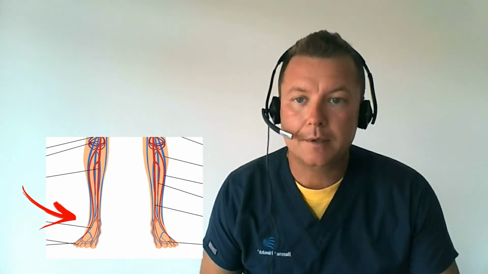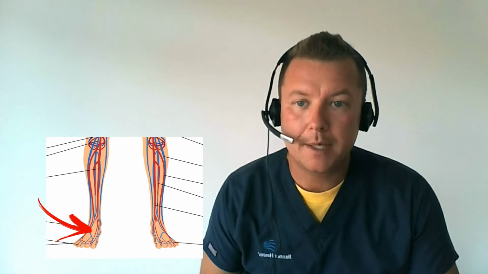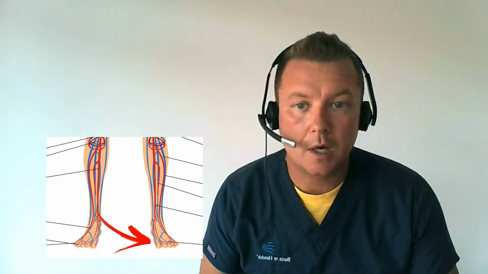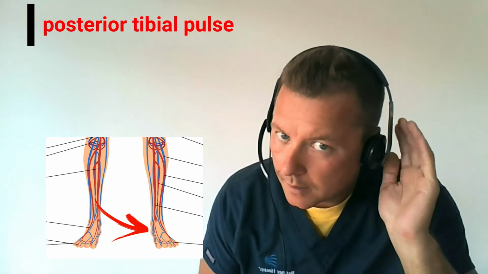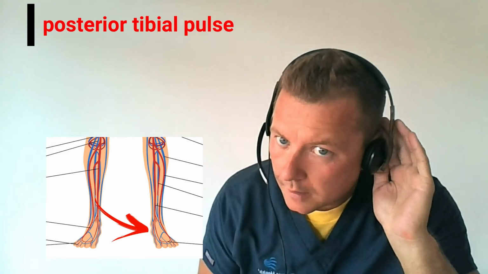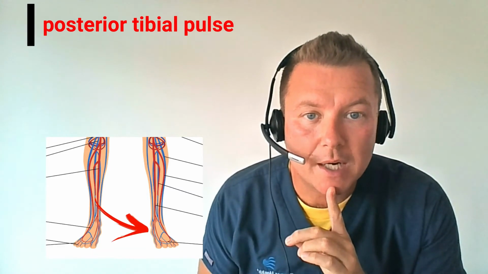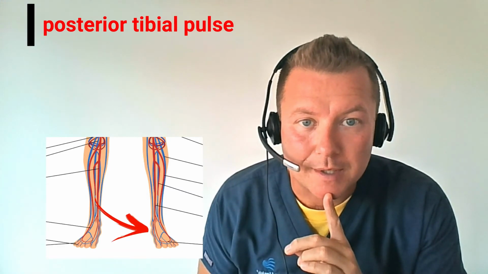We just learned about the dorsalis pedis pulse on the top of both feet. There's also another important pulse on the inner aspect of each foot by the ankle. Say posterior tibial pulse. Posterior tibial pulse.